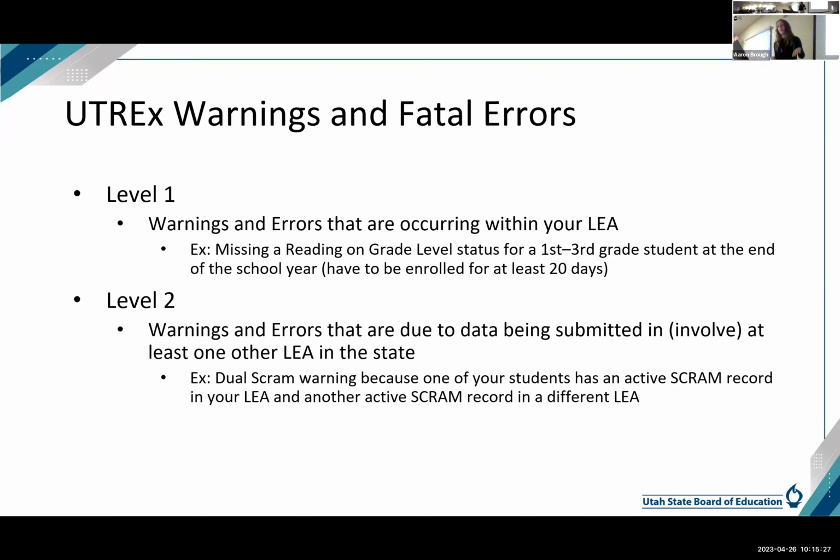There's level 2 warnings and errors, and those are due to data that are being submitted or that involve at least one other LEA in the state. And so, for example, you could have a dual SCRAM warning that shows up because one of your students has an active SCRAM record in your LEA, and they also at the same time have an active SCRAM record in another LEA.